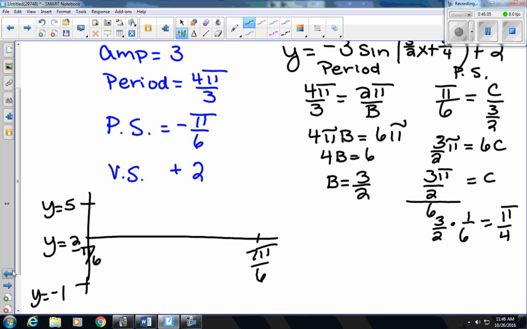Okay, now this comes the hard part. I need to take the period, 4 pi over 3, and divide it by what? 4. And then hit math fraction and tell me what you get. Say it again. 1/3. 1/3 plus 1/3 plus 1/3 plus 1/3 is 4/3. That was easy.